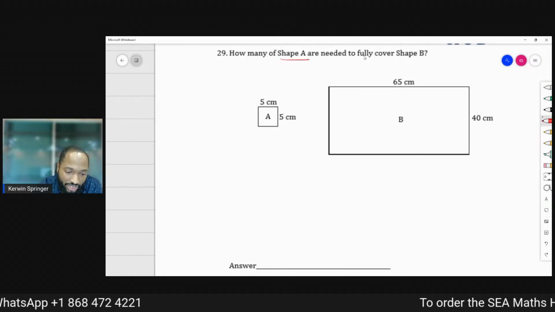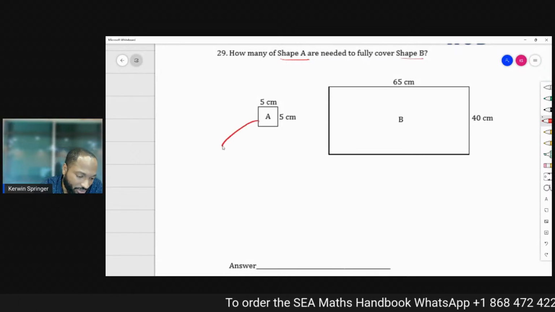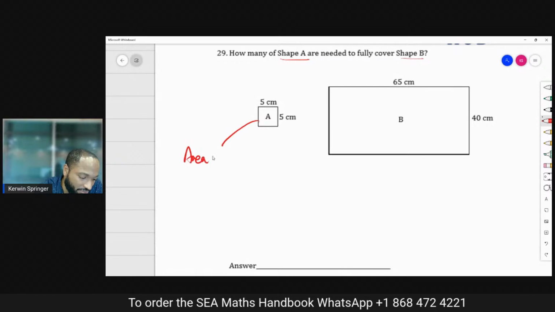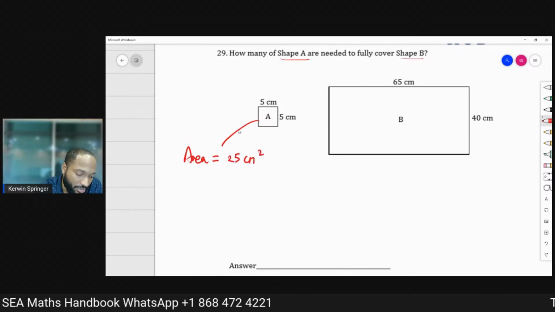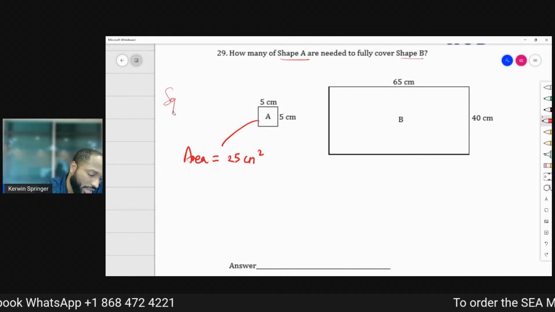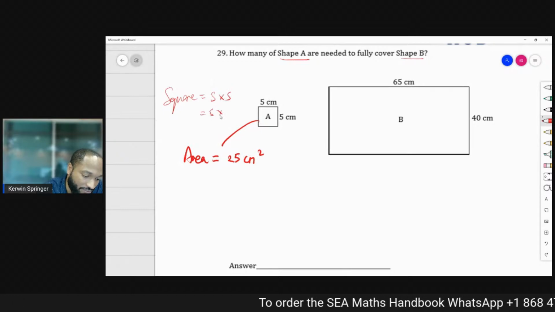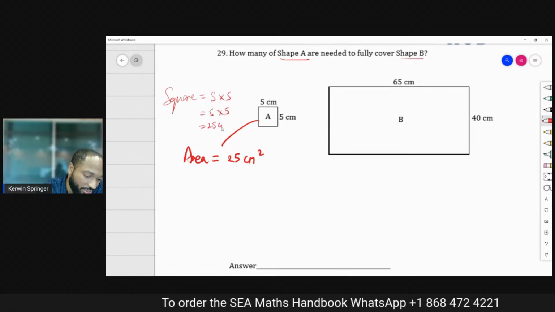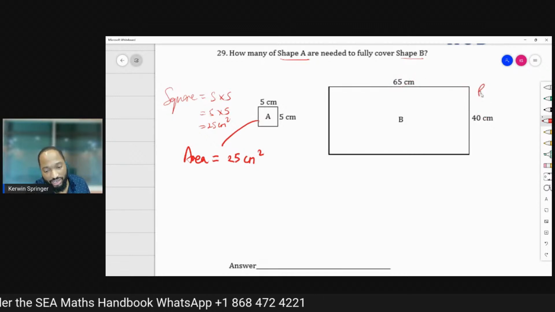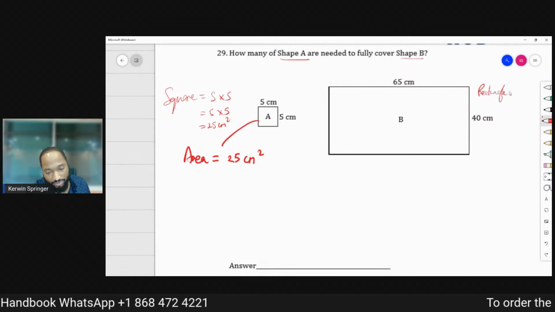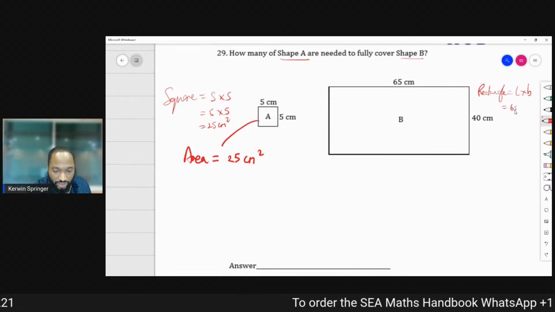How many shape A are needed to fully cover shape B? A little tricky in that you want to get the area of this. The area of this is 25 centimeters squared. Say yes in the chat if you agree with me. Because the shape is a square, and a square's area is side by side, so this is 5 by 5, so this is 25 centimeters squared. And this area is a rectangle. So a rectangle is length by breadth, or length by width, whichever you are accustomed to using. So it's 65 times 40.